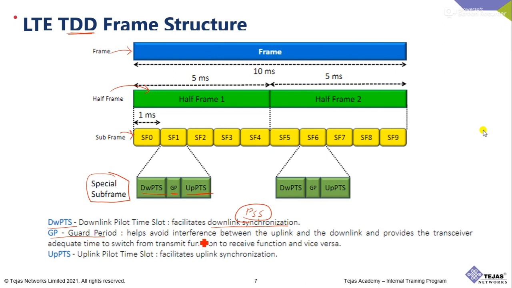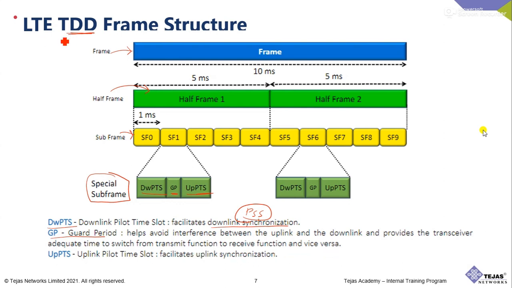GP is guard period. Why are we using this? We are typically using this to help avoid interference between the uplink and downlink, and to provide the transceiver adequate time to switch from transmitter function to receiver function and vice versa.